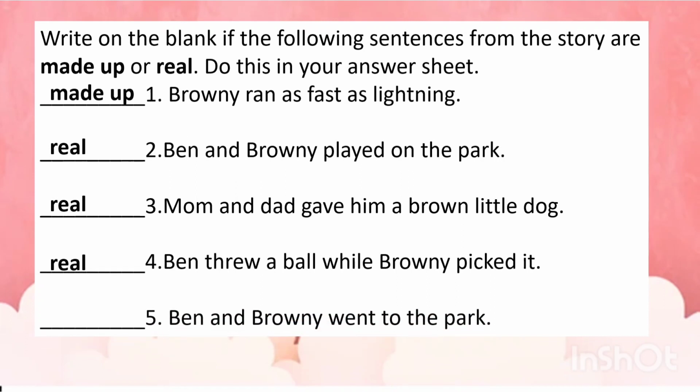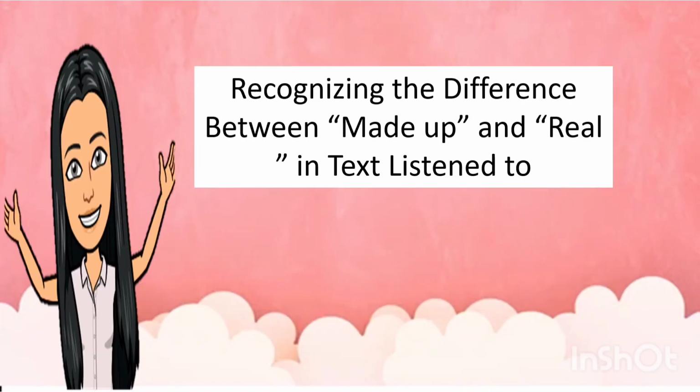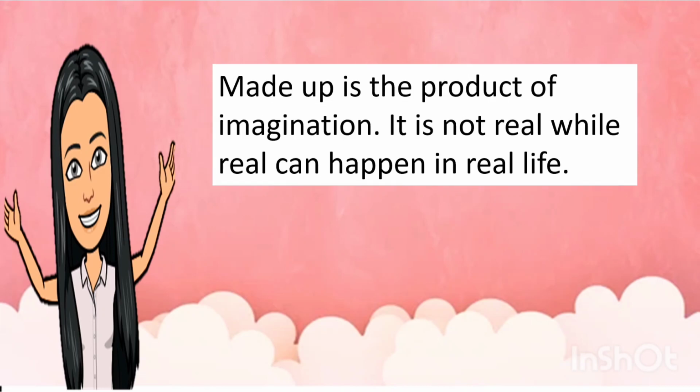Number 5. Ben and Brownie went to the park. Very good, real. Our lesson is all about recognizing the difference between made up and real in text listened to. Made up is the product of imagination. It is not real, while real can happen in real life.